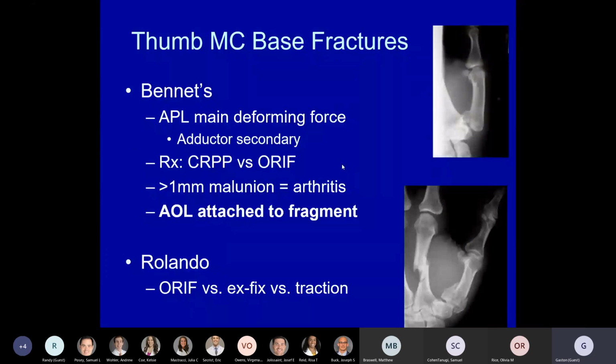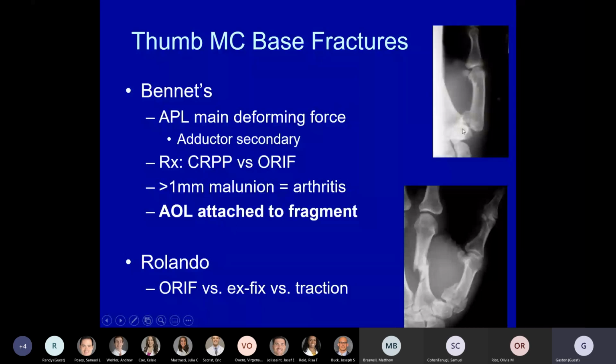Thumb base fractures. Bennett's fracture, what's been asked on OITE is the number one deforming force is the APL. And you can see that's what pulls it proximally and makes it want to dislocate. The adductor is a secondary deformity. Treatment's going to be CRPP versus ORIF. If you have more than 1 millimeter of articular step-off, they'll eventually end up with arthritis, although clinically it's usually well tolerated. What is attached to the Bennett's fragment?